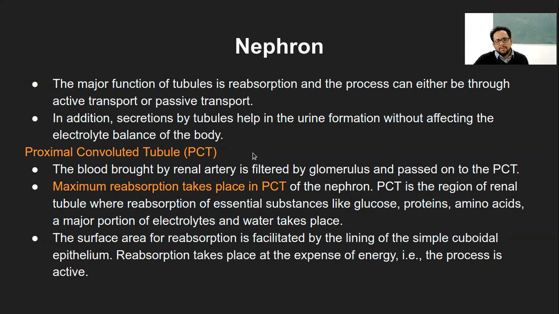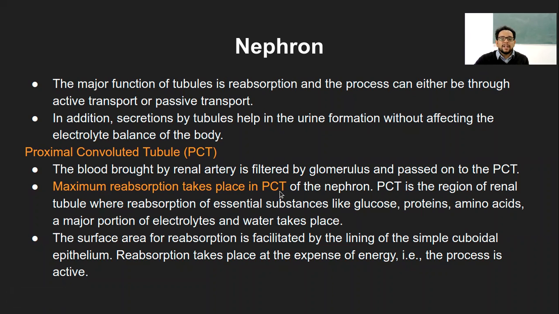Now, in the proximal convoluted tubule, the blood brought by the renal artery is filtered by the glomerulus and passed on to the PCT. This part we have seen, and it happens due to the filtration pressure, or the difference in the diameter of the afferent and efferent arterioles, and that is why the blood is squeezed out. That is why the pressure is built up and the filtrate is generated. That filtrate comes into the PCT, the proximal convoluted tubule.